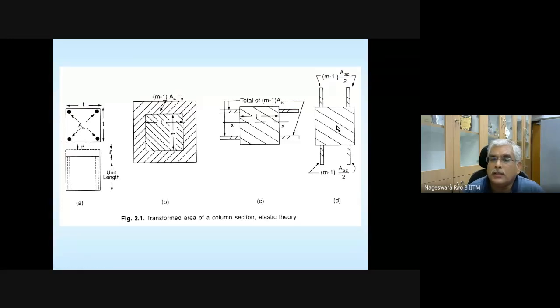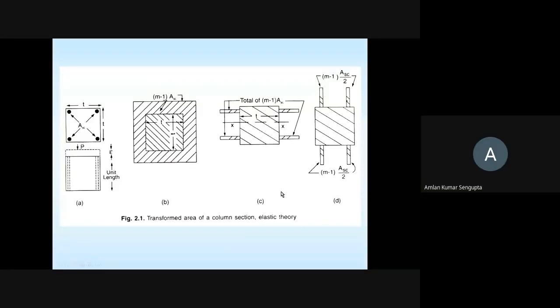Any questions? And tell me. If someone is asking a question, then you have to unmute yourself. We are not able to hear you.